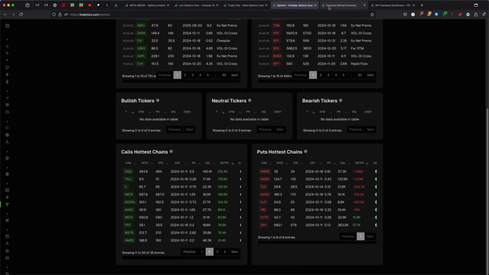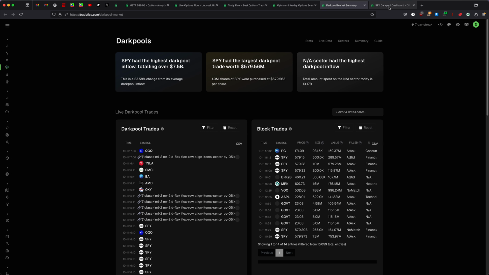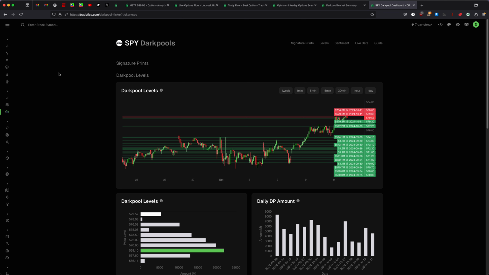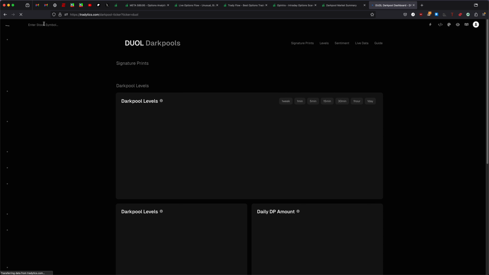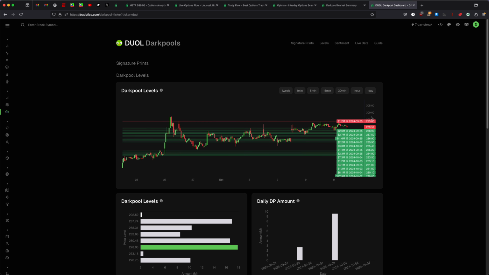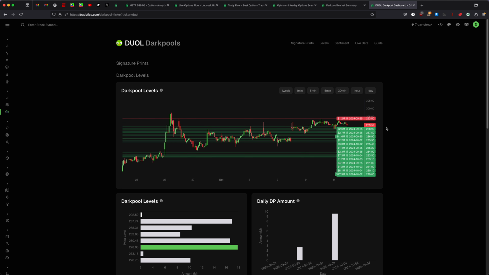All right, dark pools. In the dark pool ticker dashboard, you can just throw in any chart you're tracking and get the most recent dark pools. So here's Duolingo, and what I look for in this chart is the biggest levels. We see the most recent biggest level is down at 279, 18 million, which is quite a bit bigger than the average print, right?